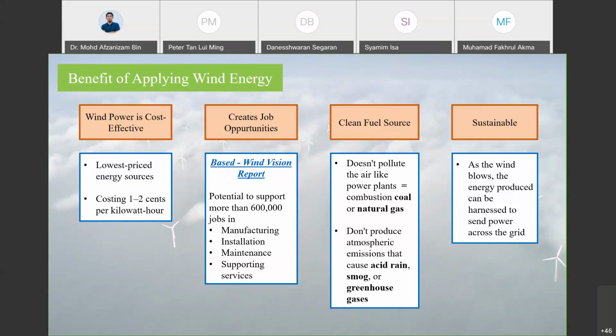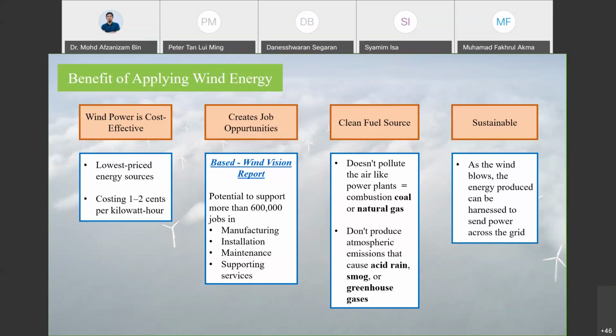The second point is about job opportunities. Based on the Wind Vision report, wind energy has the potential to support more than 600,000 jobs when installed. This includes manufacturing, installation, maintenance, and supporting services.